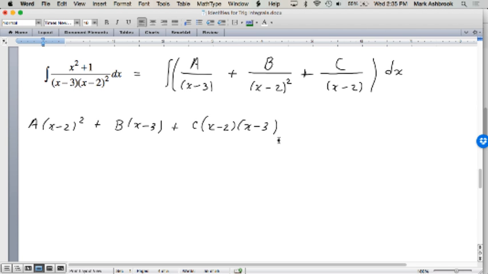Do you see what I did? So I'm thinking about what the numerator would end up being when I got a common denominator and added them together, right? This is our common denominator. So this first one already has one x minus 3, so I need both the x minus 2's. This has both the x minus 2, so I just need one x minus 3. This has one x minus 2, so I'm going to need one more x minus 2, and I'm going to need the x minus 3.